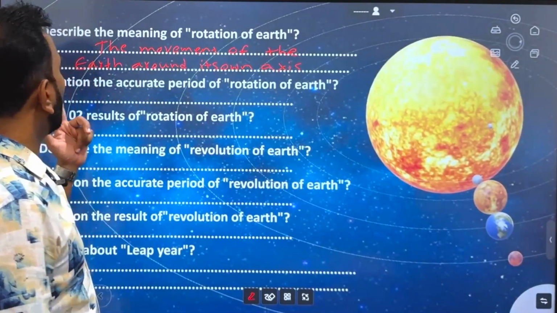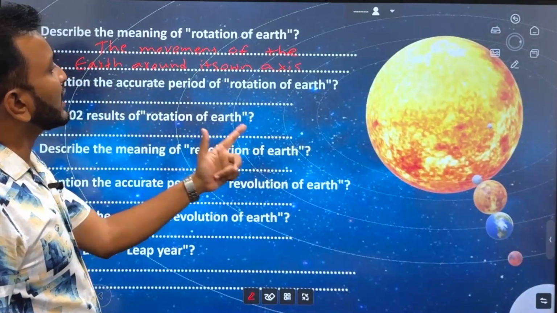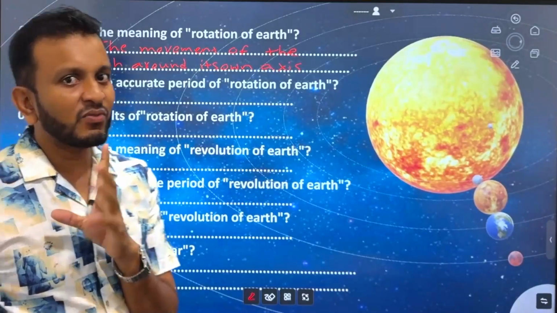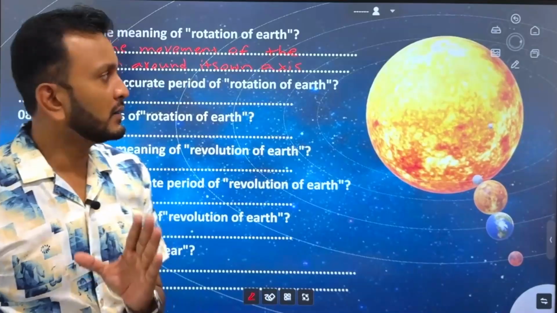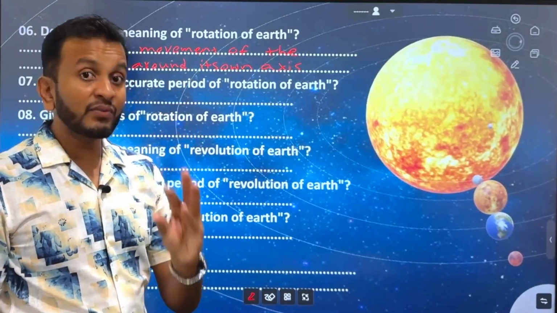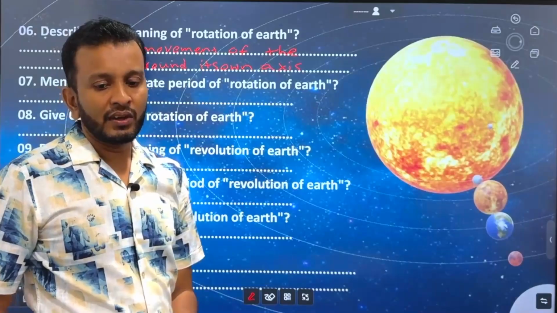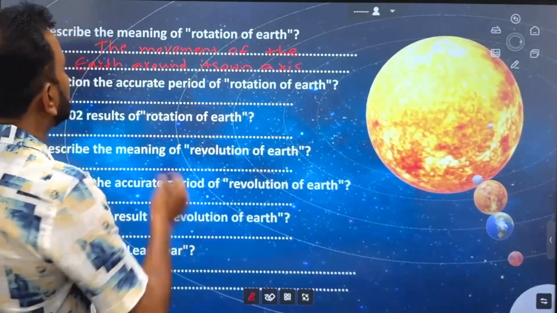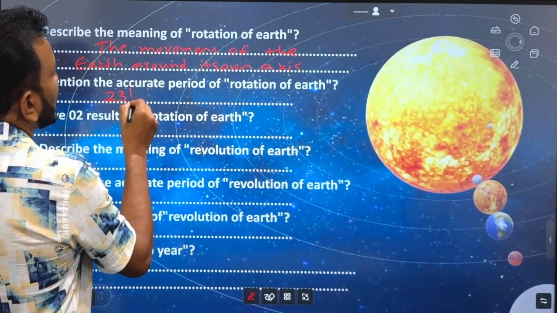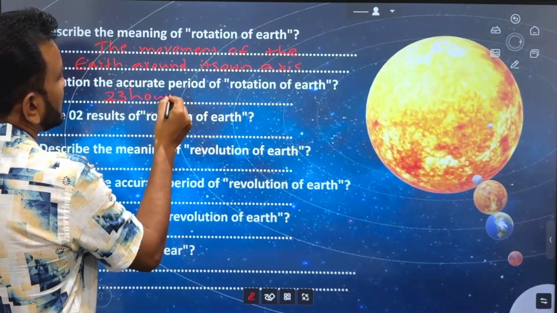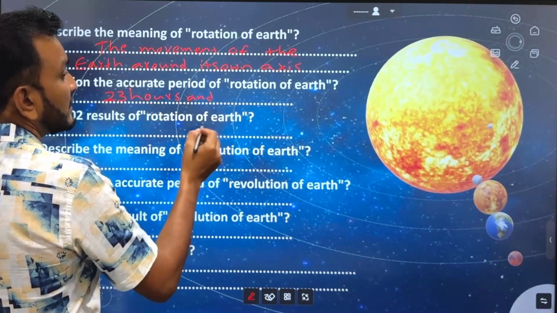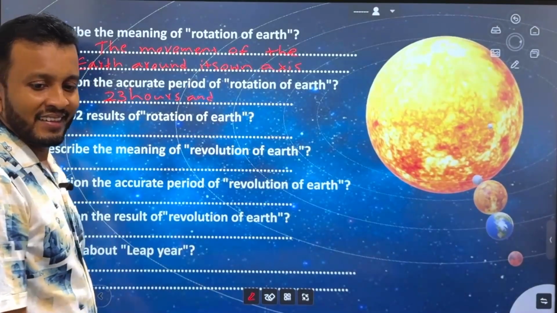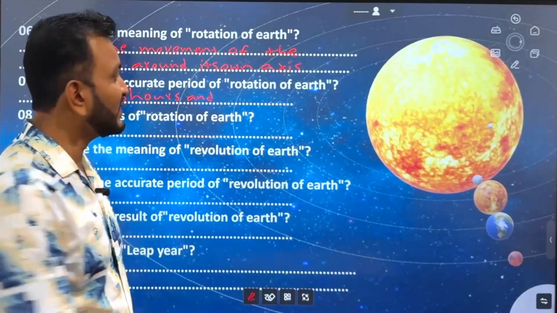Next one. Mention the accurate period of rotation of earth. I asked what is the time taken for the complete rotation, the actual rotation. What is the time or the period? 23 hours and 56 minutes.